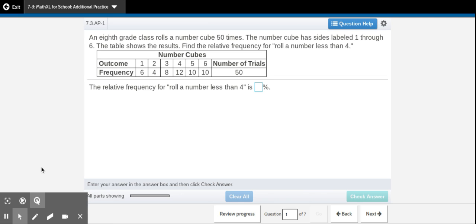All right, so relative kind of means like what's going on around you. So for this, we're only talking about the eighth grade class, right? And then frequency means how often something happens. So the relative frequency for roll a number less than 4. So again, is 4 less than 4? No, but 3 is. So we're going to count the number of times, the frequency or the number of times somebody rolled a 3, the frequency for rolling a 2, and the frequency for rolling a 6. So we're going to add up those numbers.